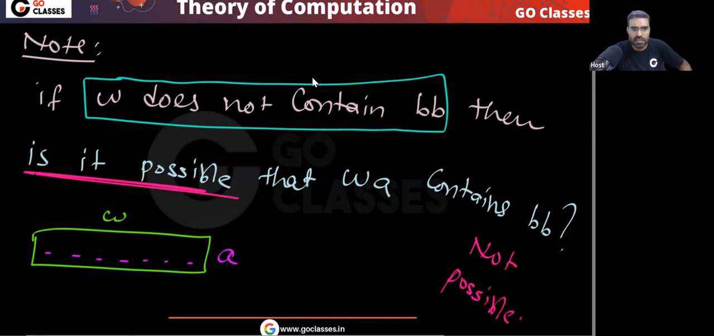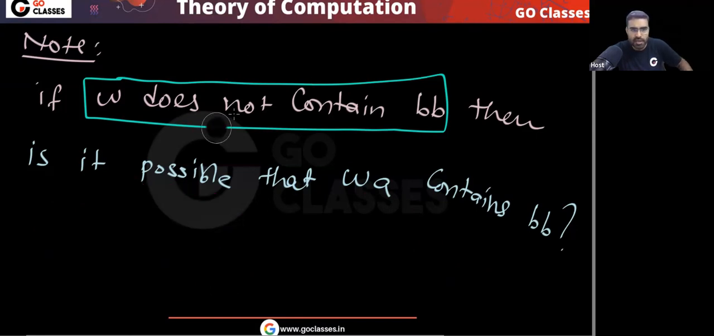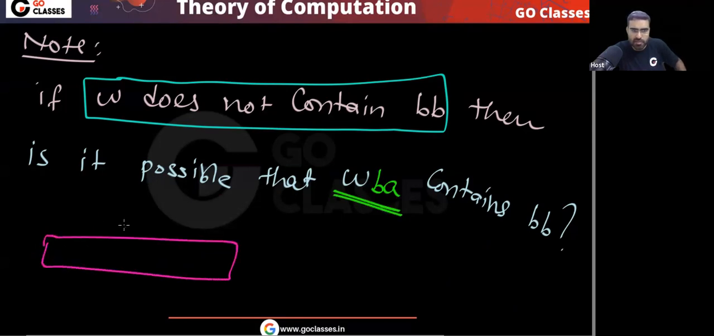Yes or no? Very simple. Similarly, you tell me, if W does not contain BB, is it possible WBA contains BB? See, W does not contain BB. This does not contain BB.